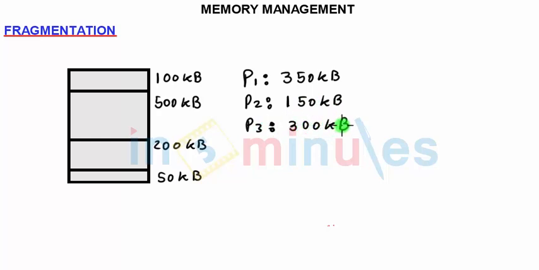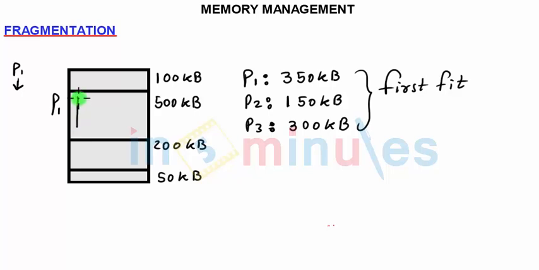Now let's try to see what would happen. Mind you, I am following first fit. We'll start for P1, from here. 100 cannot fit, but first fit will give it the 500 block. Now when we put this into it, we have P1 which is 350 KB in a block size of 500.